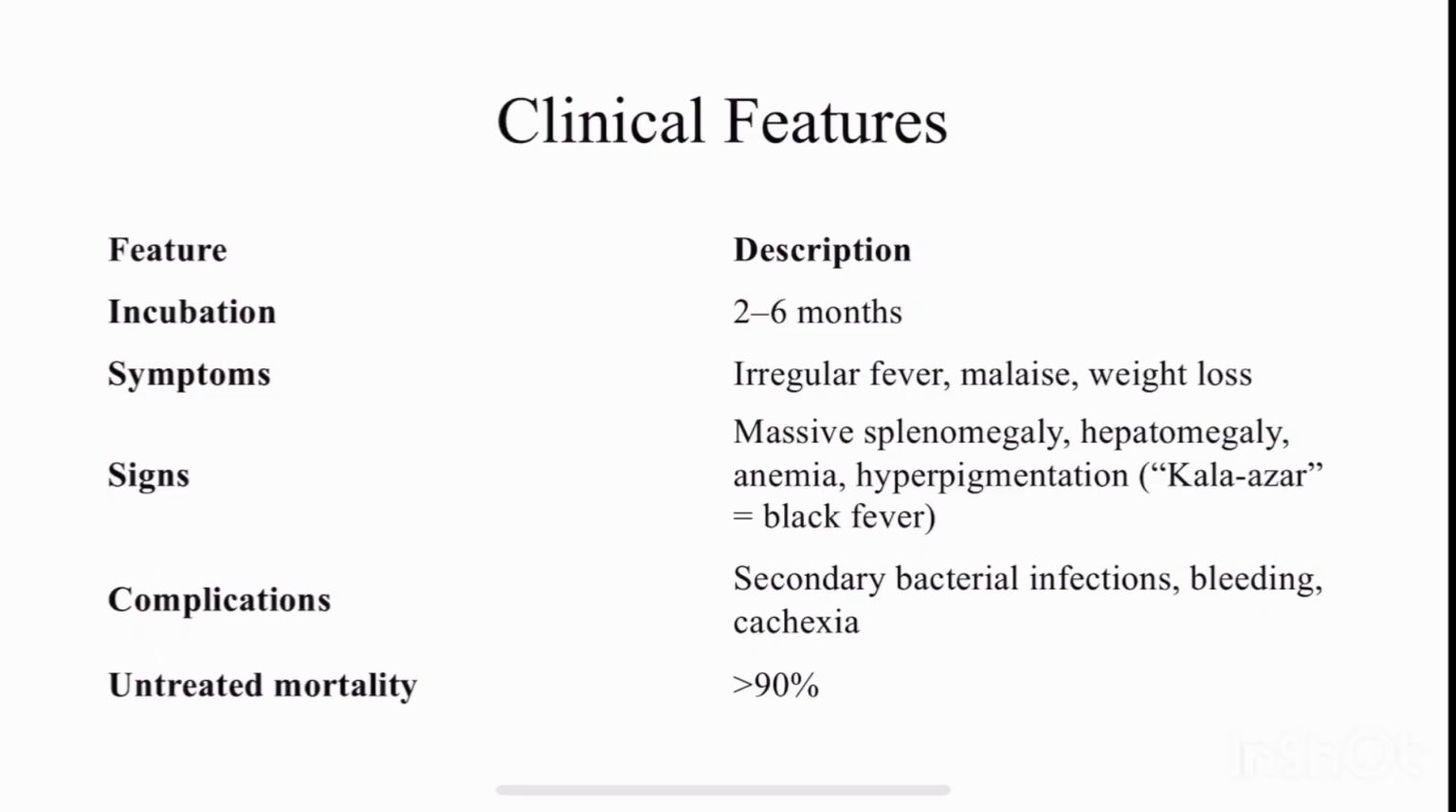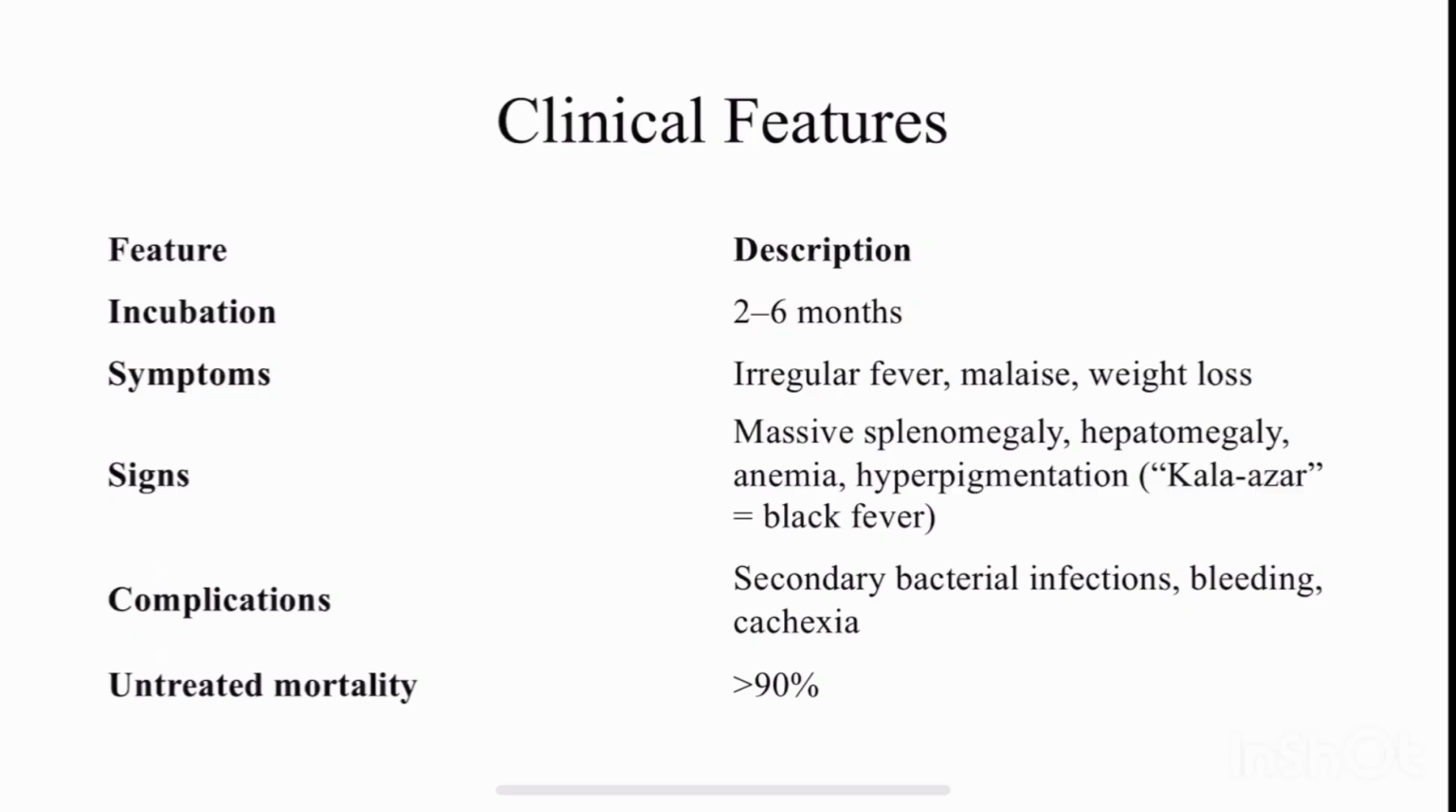So any patient in endemic areas presenting with more than 2 weeks history of fever followed by malaise, and then progressive weight loss should be suspected of visceral leishmaniasis, and laboratory tests have to be done to confirm the presence. Okay, so signs: we can see massive splenomegaly that will be non-tender, then hepatomegaly, and anemia on the CBC, and hyperpigmentation is one of the variants, that's why it's known as kala azar, as we mentioned earlier.